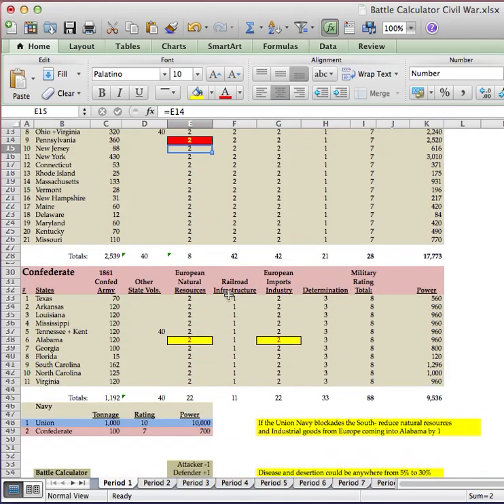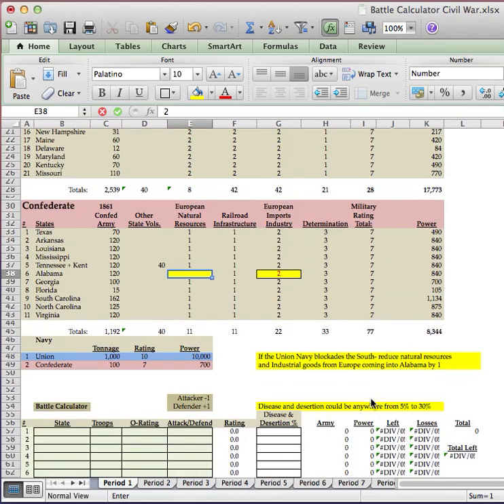The Confederate states, we have the same things. Their natural resources and their industry are mostly imported from Europe. So we have the same thing here. If they happen to lose that, then those ratings would change and go to a 1. So the yellow box ones change all the Confederate states. If you've looked at the map, you know that most of their stuff comes from overseas because they haven't developed a lot of natural resources.